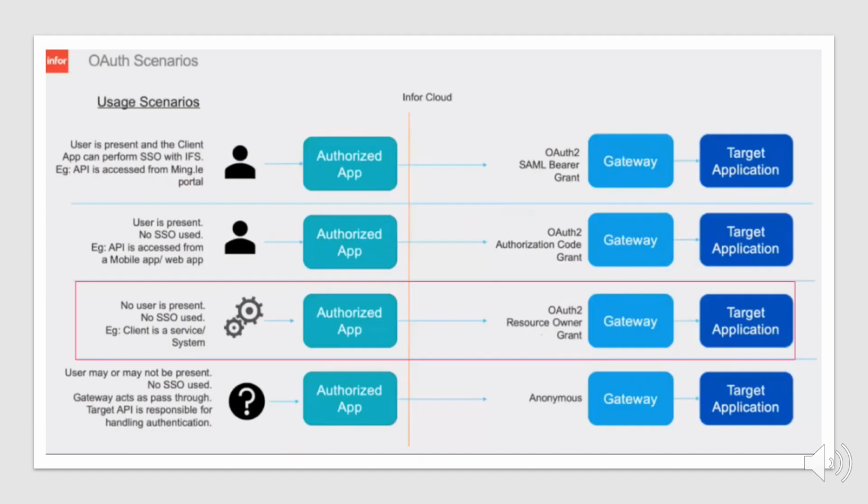This image was taken from the Iron API video. As you can see, it has various usage scenarios with multiple clients. Mongoose uses the resource owner grant, which authenticates seamlessly without user intervention. It does this by using a service user to impersonate a user or by enabling SSO.